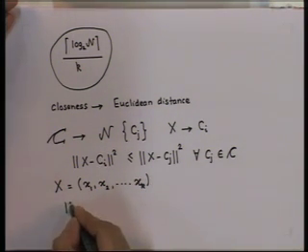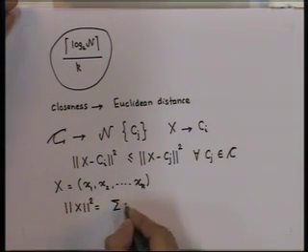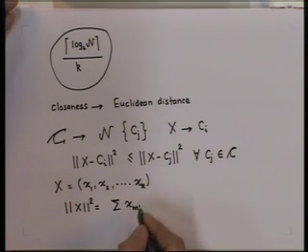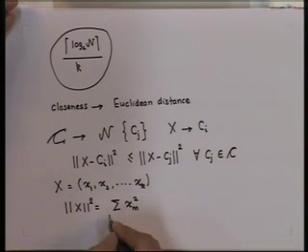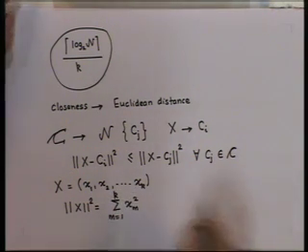and norm is defined as summation x m squared, m equal to 1 to k.